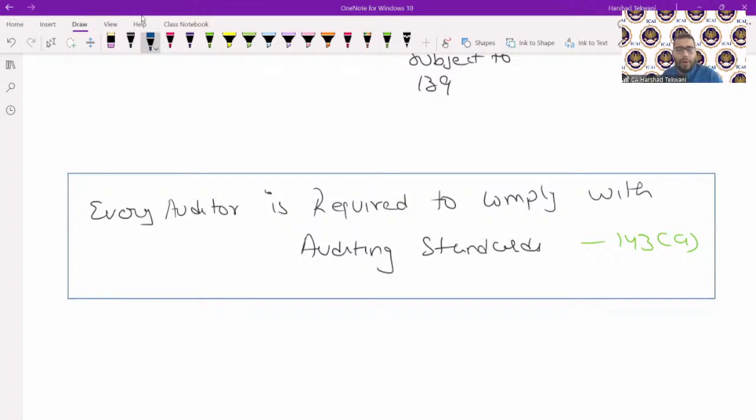Also, there is one provision that the central government may prescribe standards on auditing, notified in consultation with NFRA. Then, reporting of fraud.